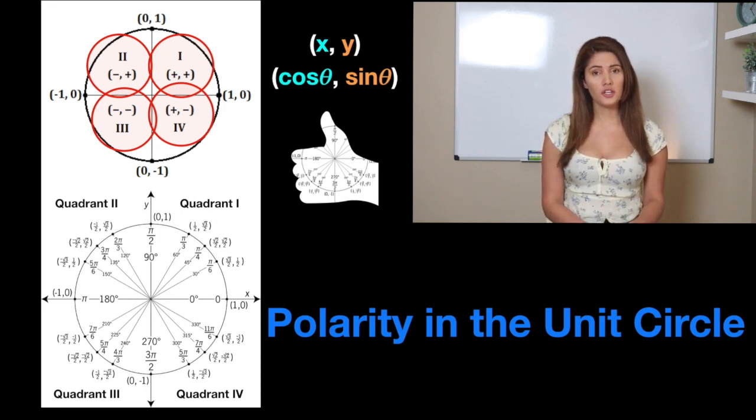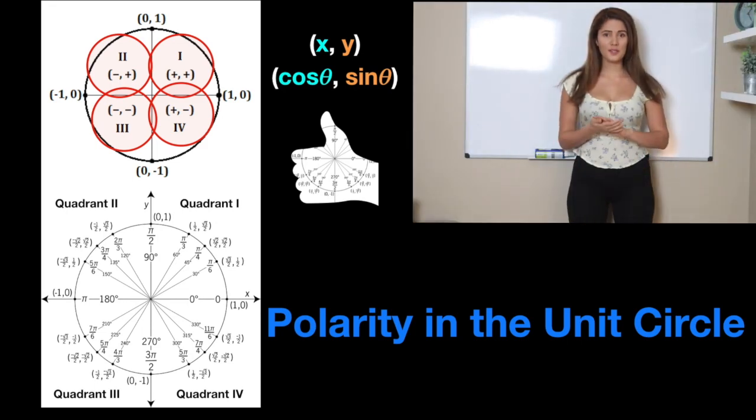And in quadrant 2, we have a negative value for x, or cosine theta, and a positive value for sine theta, or y. And in quadrant 3, which is the quadrant right below that, we have a negative for both cosine theta and sine theta, or x and y. And in quadrant 4, we have a positive value for x, or cosine theta, and a negative value for sine theta, or y. This concludes today's video.